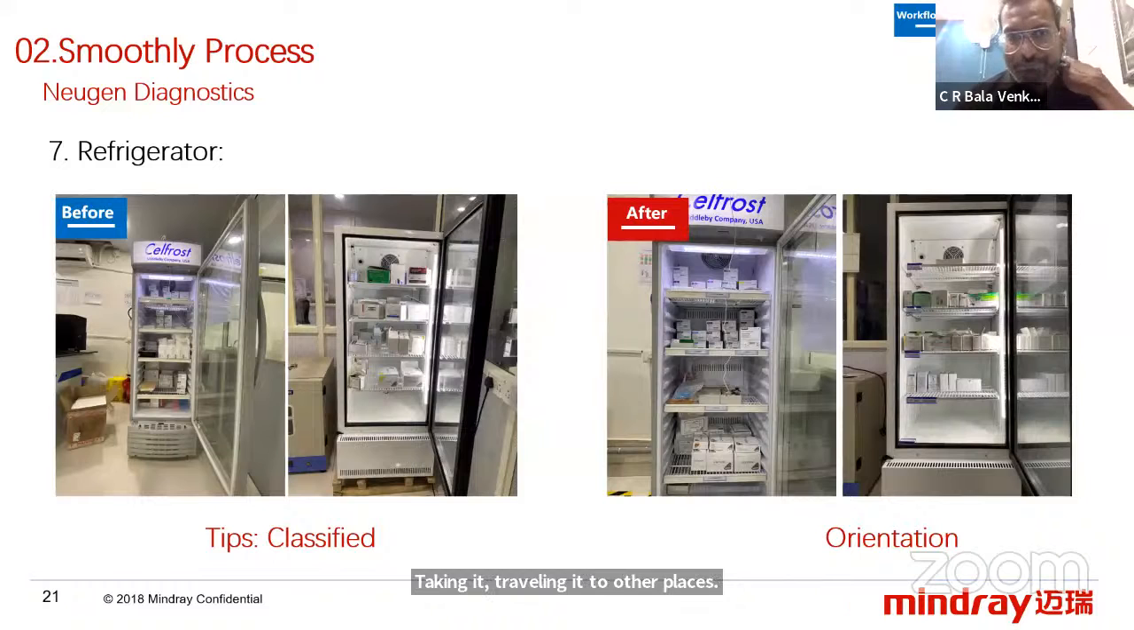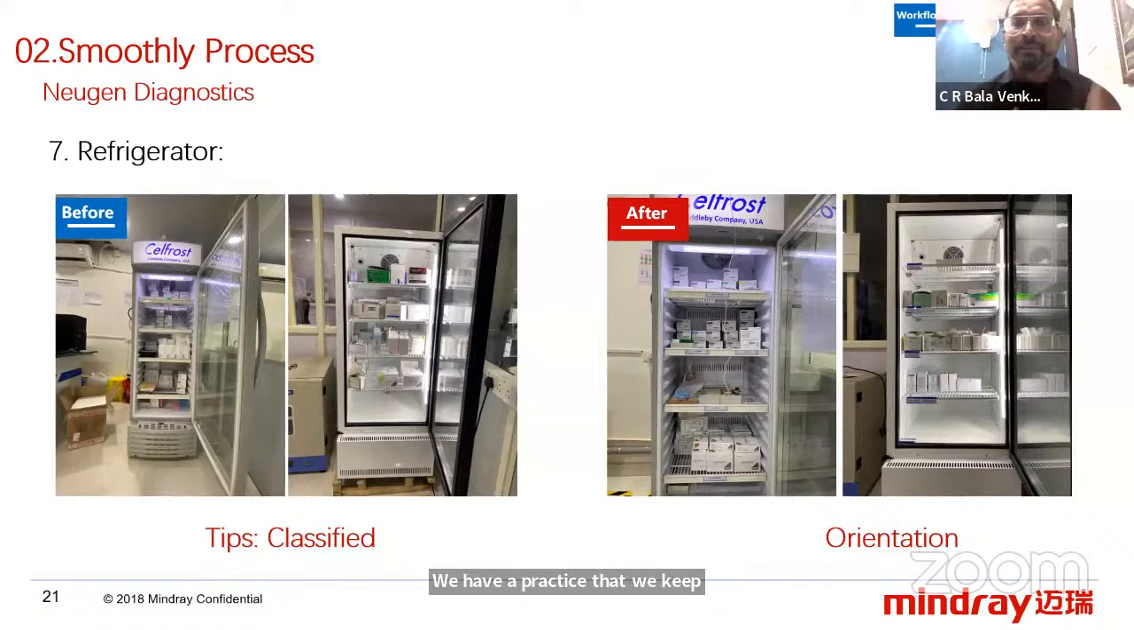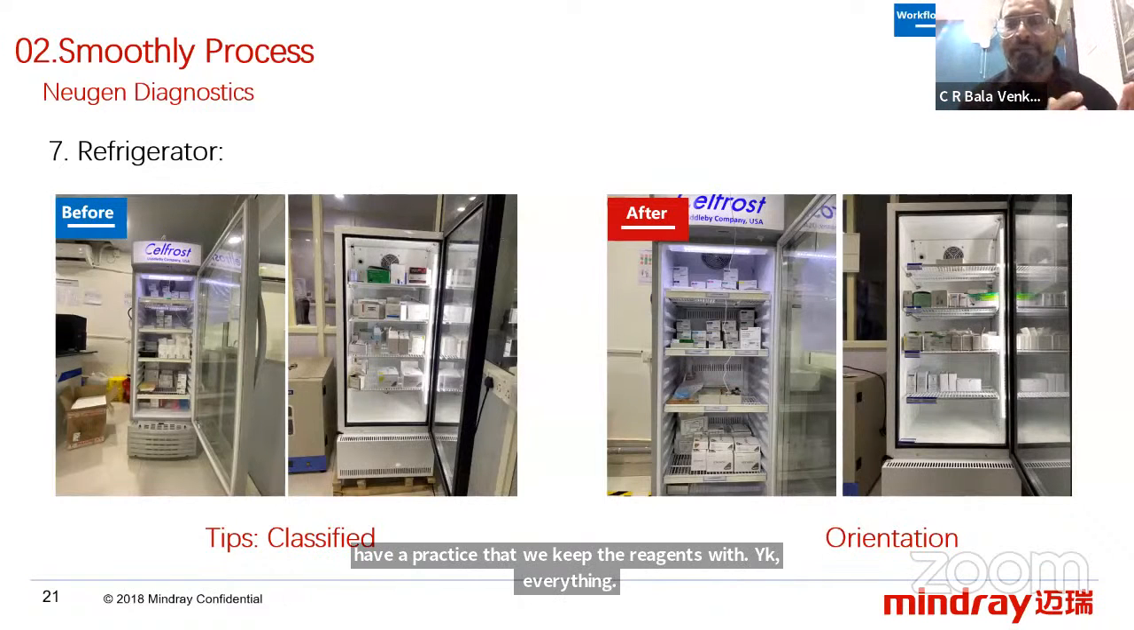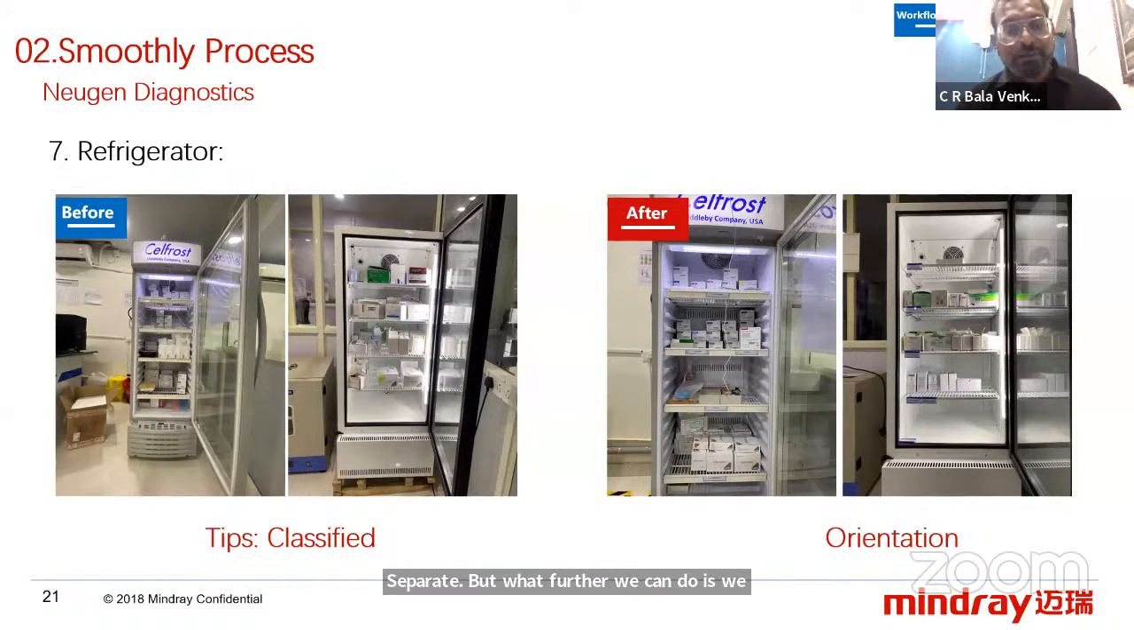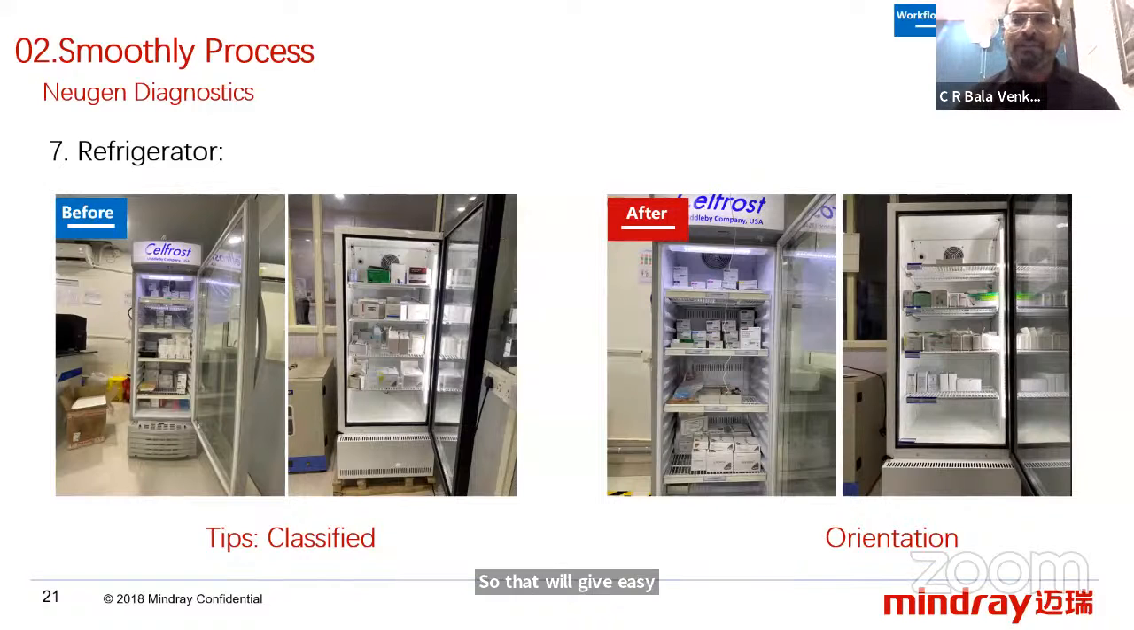Next slide. And this is an important one for the refrigerator, how we have to maintain it. We have a practice that we keep the reagents for biochemistry, everything separate. But what further we can do is keep used kits separately, with more often used kits on the top and very rarely used at the bottom. That will give fast selection for the user, so they can easily take things from the top rather than bending and searching.